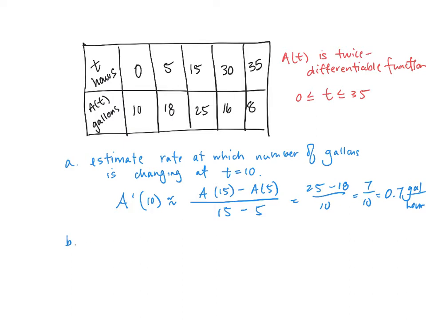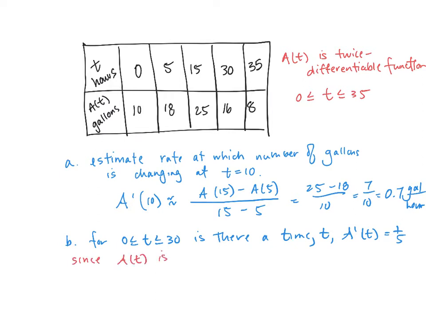In part B, we are asked for the time interval from 0 to 30. Is there a time t at which A prime equals 1/5? Well, we know A of t is a twice differentiable function. And if that is the case, it is also continuous, and the mean value theorem applies.